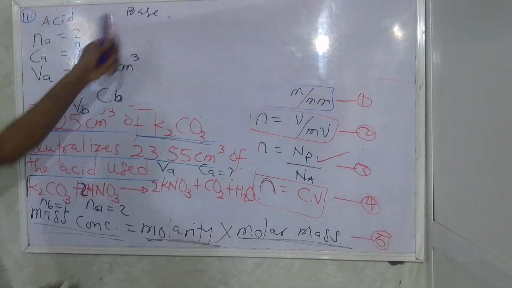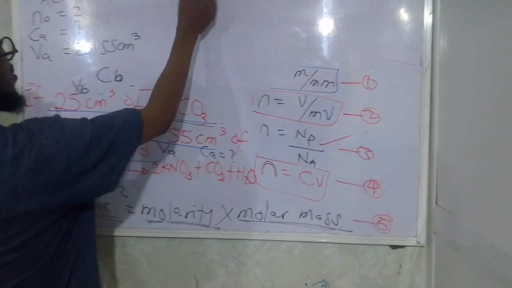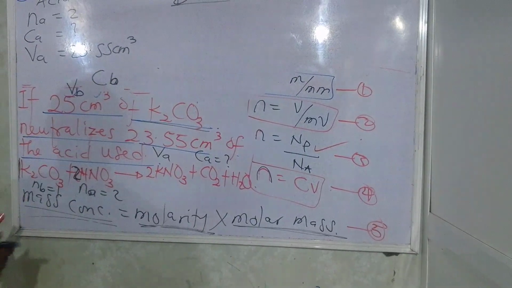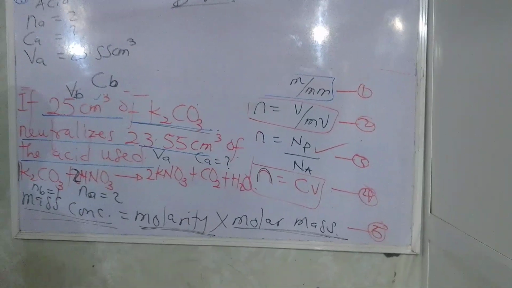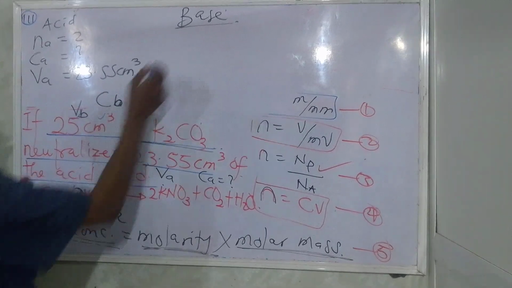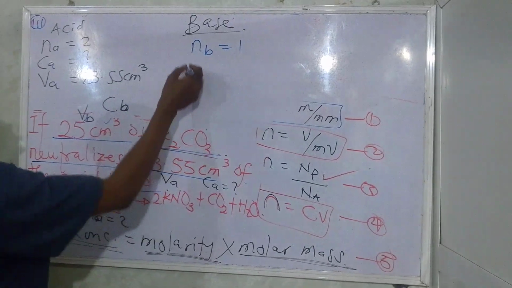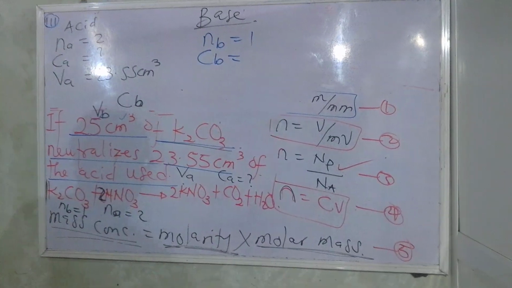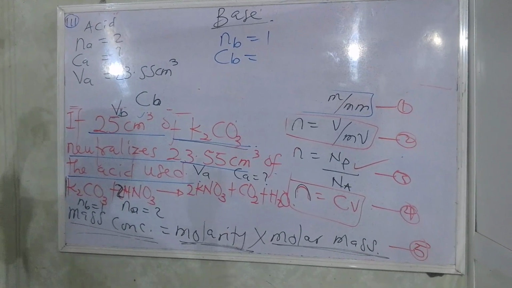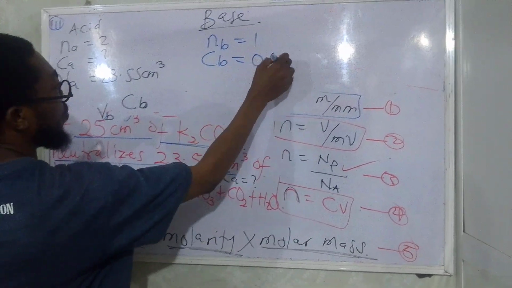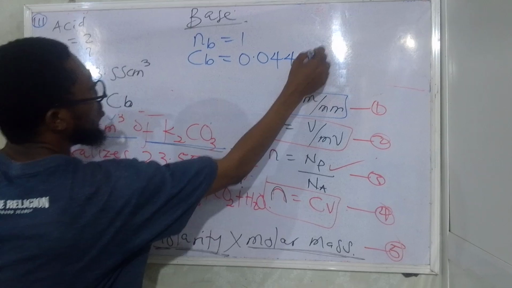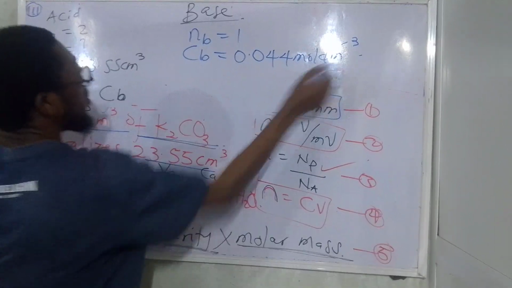Then for the base, let's go for the base now. What do we have for the base? Number of mole of the base, Nb, equals 1. Cb, the concentration of the base. We have calculated that one. I think that was 0.044 mole per dm cube. You still remember?